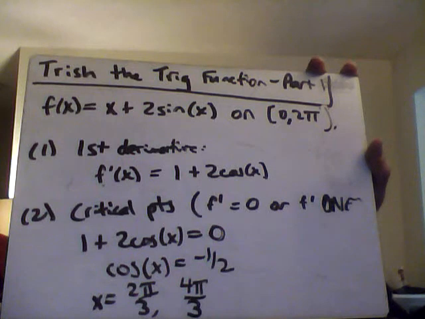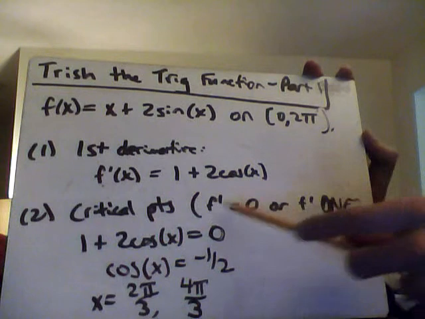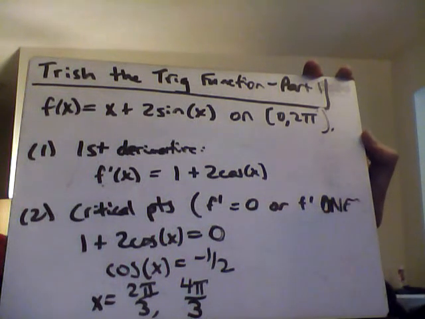As always, our first step to find where Trish is increasing or decreasing is we need to make sure we find the first derivative. In this case, f prime of x would be 1 plus 2 cosine of x. That's using our basic trig derivative properties. Our next thing, as always, is to find our critical points. This is where f prime is equal to 0 or f prime doesn't exist.